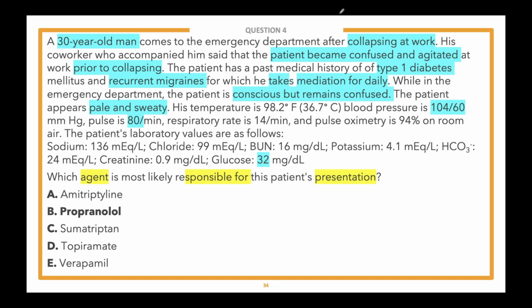So the best answer here is propranolol after picking up on the fact that this patient was having hypoglycemia, but the patient was just unaware because of the propranolol. So great job today, guys. Some nice endocrine pharmacology questions, and I will hand it back to you, Sean.